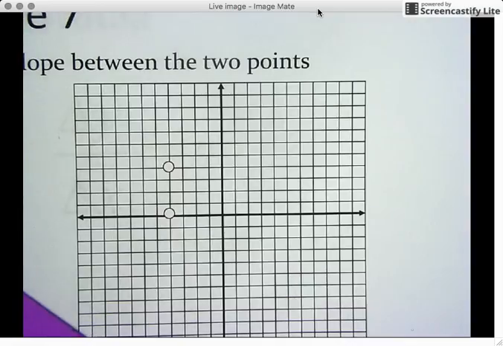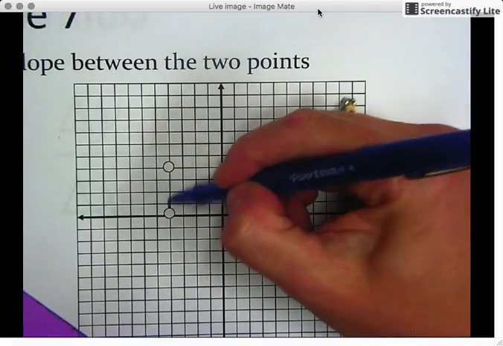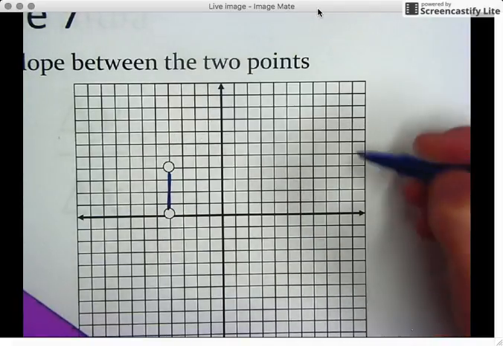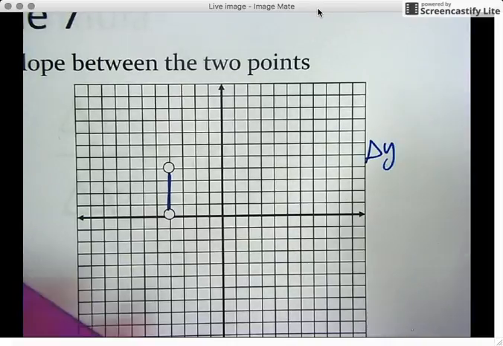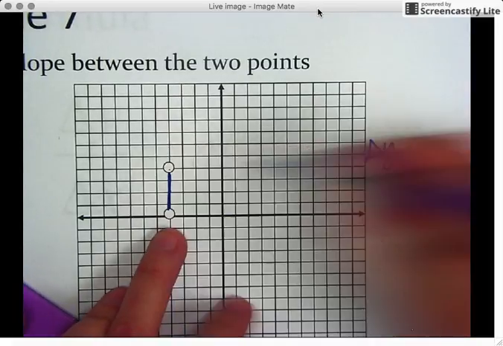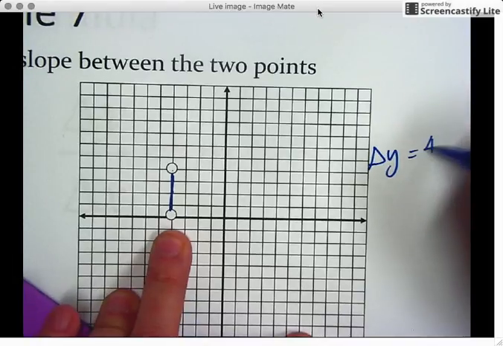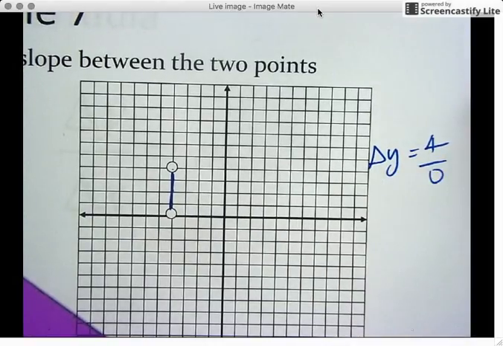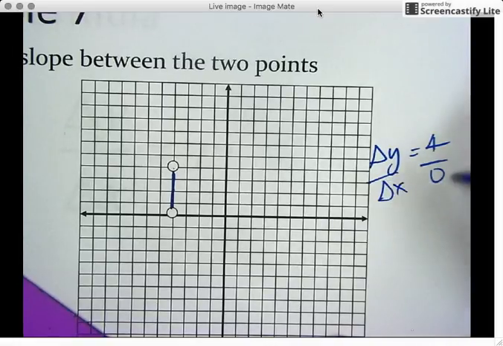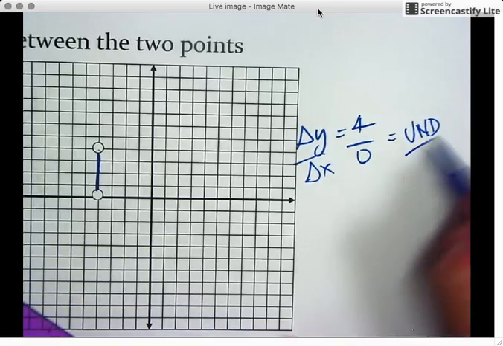All right, so take a look at this one. If I'm doing change of x, excuse me, change of y, which is up and down, there's a lot of change. 1, 2, 3, it's a change of 4. But when I try to go left and right, the change of x, that's 0. And you all know what happens when you divide by 0. You get something that is undefined. Vertical lines have a slope that is undefined.